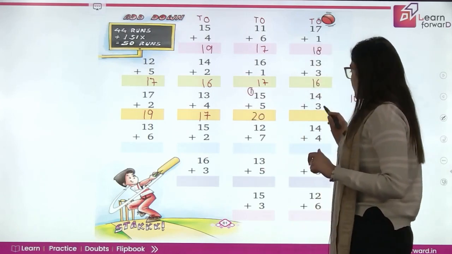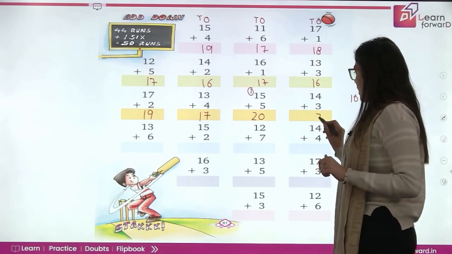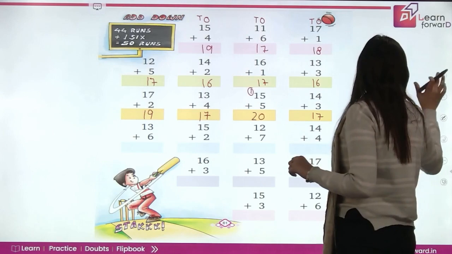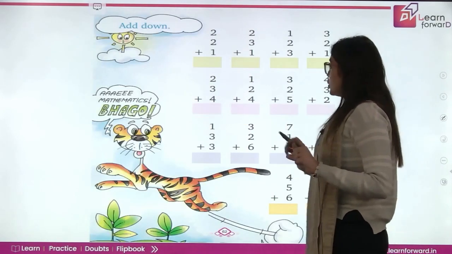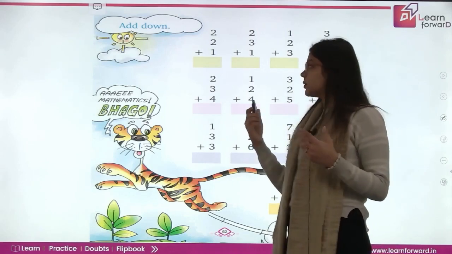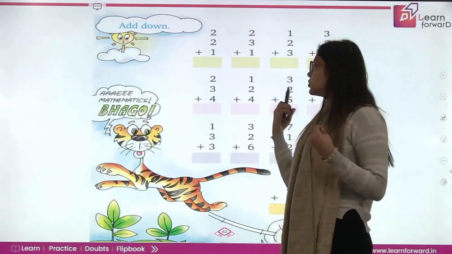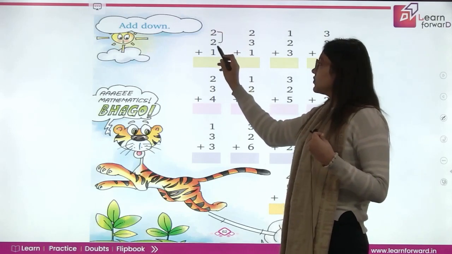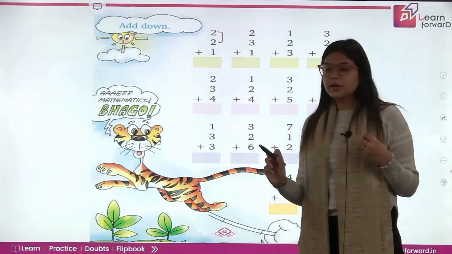Now 14 plus 3. 4 plus 3 is 7. And 1. That is 14 plus 3 is 17. Now 2 plus 2 plus 1. The additions we were doing just now were double layer. Now with 3 numbers, you have to add them. So first we will add these two. Then to the answer we get, we will add this number.